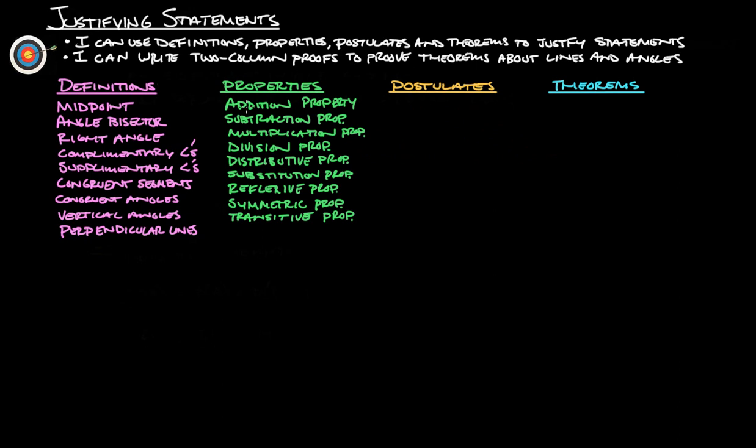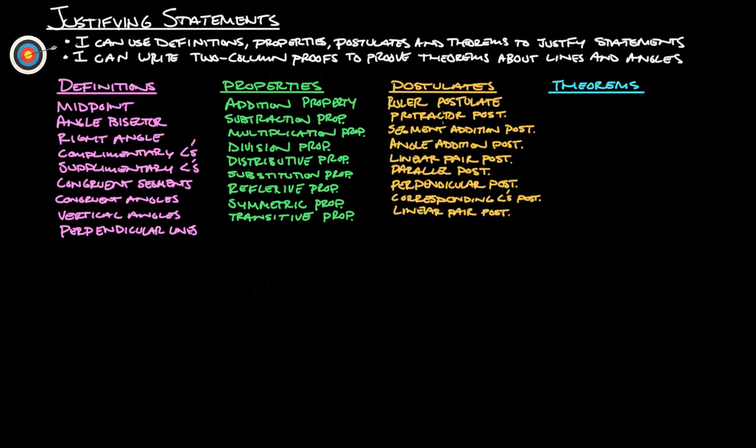Properties. The addition property, subtraction property, multiplication, division, all of these are properties. And we used these earlier to go through and solve algebraic proofs, right? These were all of our reasons that we were able to do our algebra. Postulates. We've got the ruler postulate, which means we can measure something and say that it's exactly this long. Protractor postulate, same thing, we can measure something to see what an angle is. Segment addition postulate. These again are all things that we accept as true but haven't officially been proven yet, but we just say, yeah, these work.